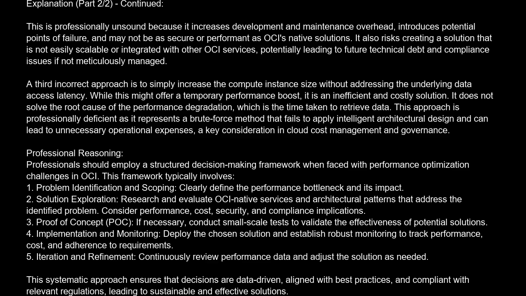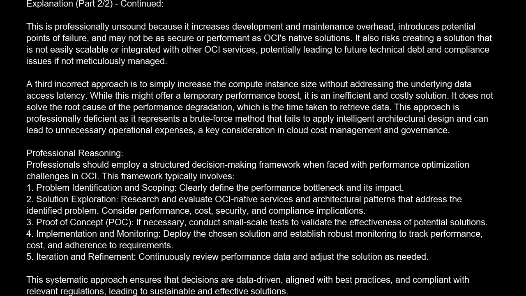Professional reasoning. Professionals should employ a structured decision-making framework when faced with performance optimization challenges in OCI. This framework typically involves: 1. Problem identification and scoping. Clearly define the performance bottleneck and its impact. 2. Solution exploration. Research and evaluate OCI native services and architectural patterns that address the identified problem. Consider performance, cost, security, and compliance implications.